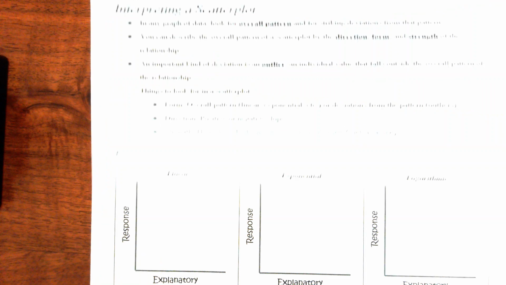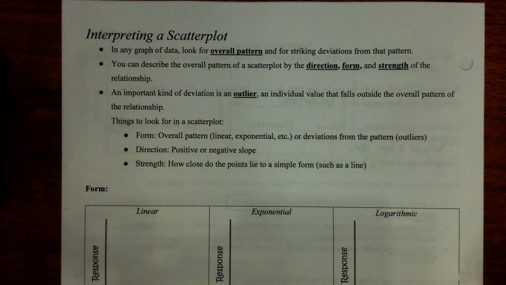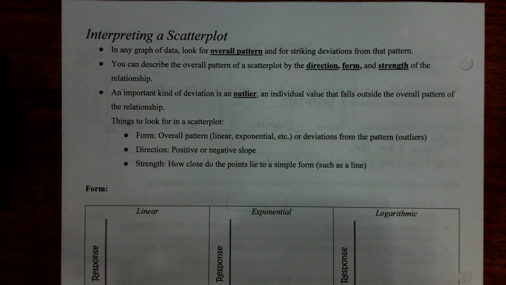Now, interpreting the scatter plot is a whole other thing in and of itself. So now that we know how to make the scatter plot, we're now going to be interpreting the scatter plot. In any graph that we have, we always want to see the overall pattern. And so when we're describing the pattern of scatter plots, we're going to use three things: direction, form, and strength of the relationship. And then we're going to maybe have some type of outlier, which is just a value that falls outside of the normal pattern of our relationship between our explanatory and our response variable.